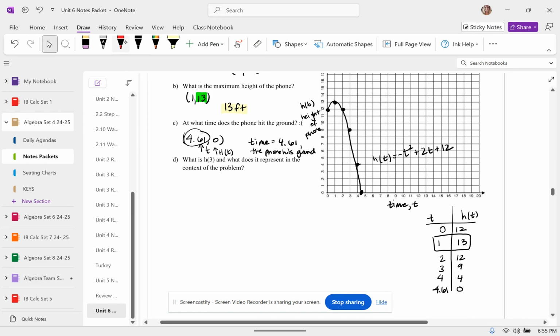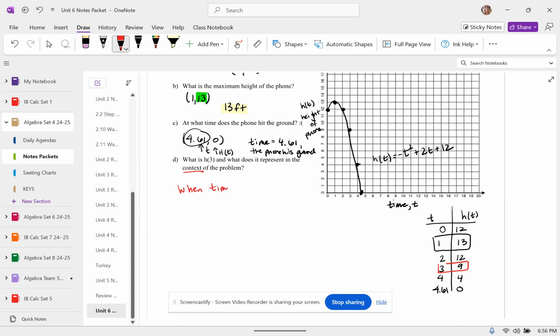H of 3. All right, let's just look on the table. H of 3 is 9. So in the context of the problem means we have to write a sentence. So when time equals 3 seconds, the height of the phone is 9 feet. So in the context of the problem, we have to mention both the numbers and the units, or what variable we're talking about.